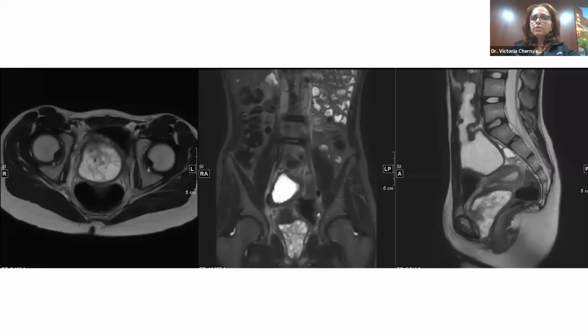And here's an example of a vaginal mass in this young woman with sarcoma botryoides. And you can see we can image this mass in every plane that we need to: axial, coronal, sagittal. We don't have to worry about exposing a young woman to radiation. So again, this is a great advantage of MRI.